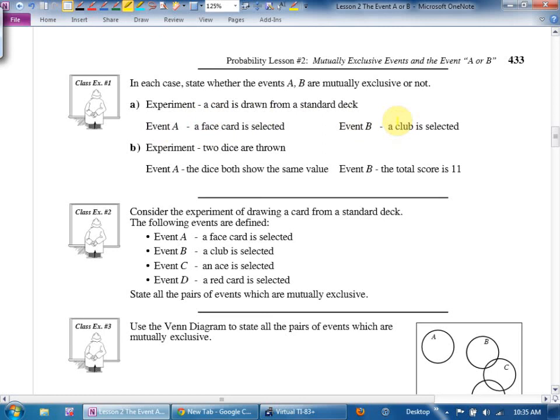Two dice are thrown. Are events A and B mutually exclusive? The dice show the same value, or what we used to call doubles, and the total score is 11. Can you be doubles and get a score of 11? No. In fact, what does it have to be if you're getting a score of 11? What must your dice show? 6 and 5, right? Somebody say 7 and 4? Really? Oh, boy.